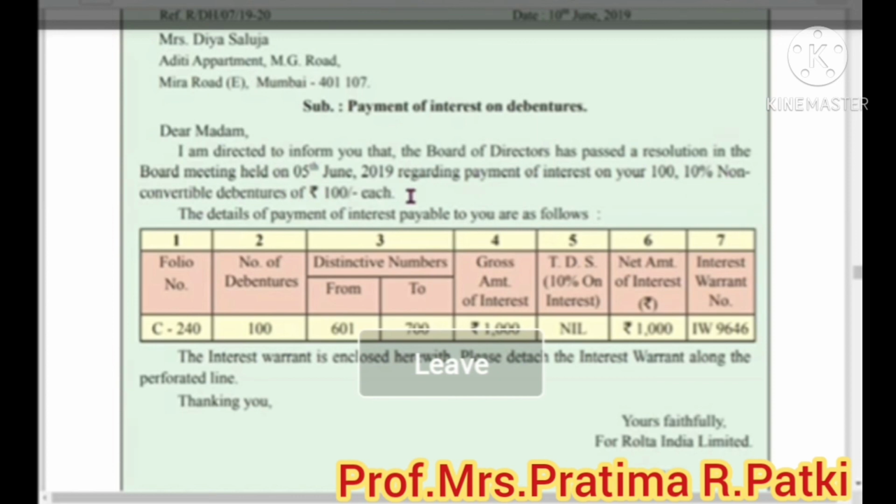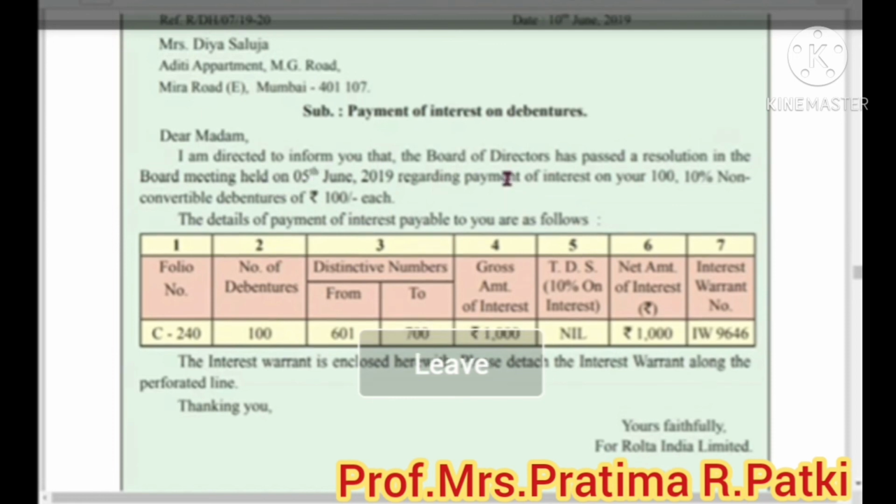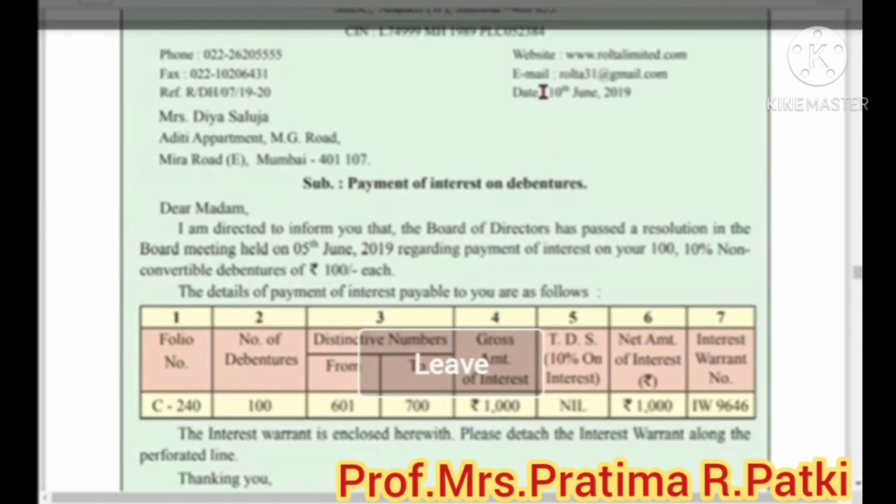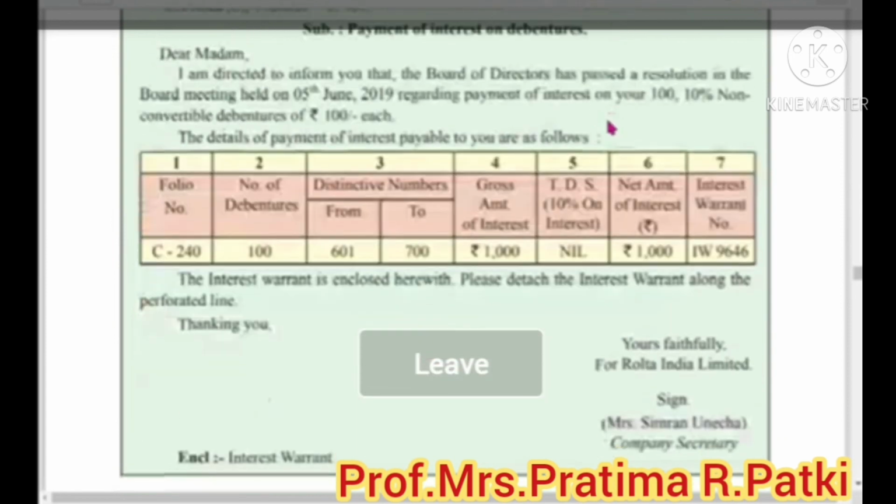See, this is a common point in debenture holders' letters: 10% non-convertible debentures of 100 each. So you can keep this statement common and remember it. Okay. So they have passed a resolution and the board meeting is held on 5th June. Now this date will be before the letter date. Okay. Now again folio number, number of debentures is 100, so again a gap of 100, 601 to 700.